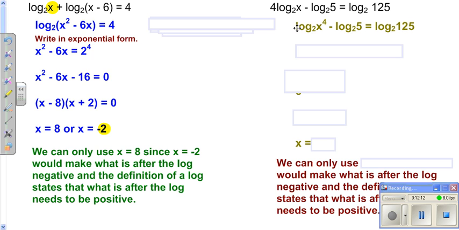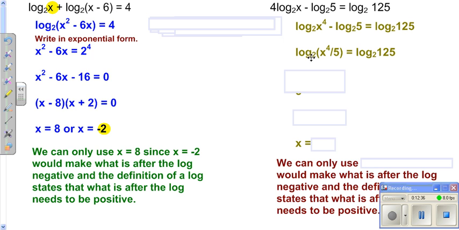Then we still have a log minus a log on the left side. A log minus a log means you could write it as one logarithm, but you're going to end up dividing the two things that are after your log. So you're going to take your x to the 4th divided by that 5. You only divide what's after the logs.